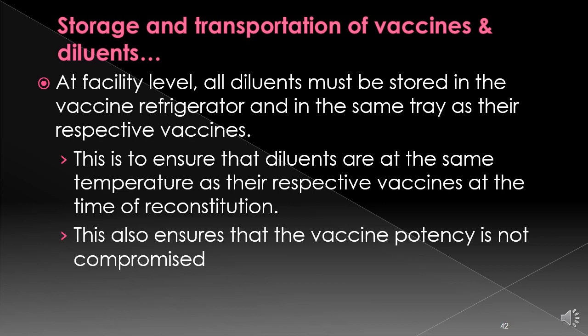Why is this important? Because if the diluent is warm, it is going to denature or reduce the potency of the vaccine when it is being used to reconstitute it. So this is to ensure that diluents are at the same temperature as their respective vaccines at the time of reconstitution, so that the vaccine potency is maintained. There's no point of administering a vaccine that is not potent.